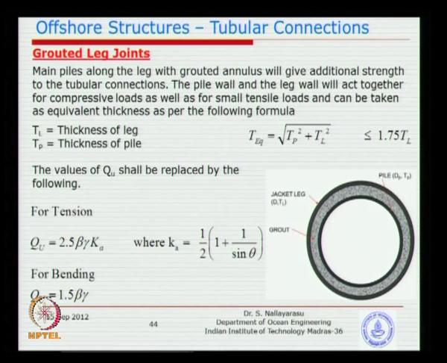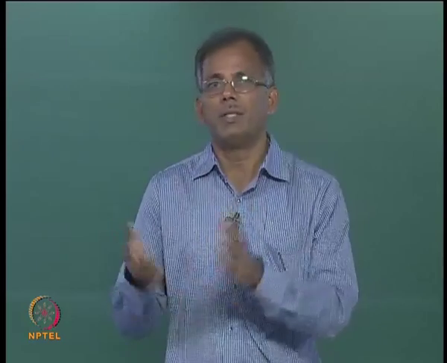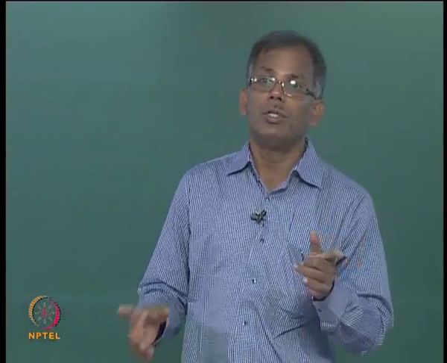So the suggestion from API is to calculate the equivalent thickness ignoring the strength of the grout. I think you might have studied in your mechanics, you can always calculate the equivalent thickness, equivalent section modulus, equivalent area by means of the modulus of elasticity ratio, because that is reflective of the stiffness of any material. But what API suggests is, do not use the strength of the grout, but you can use the advantage provided by the composite action of the inner pipe and the outer pipe.